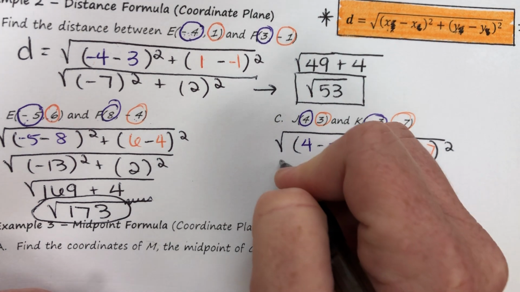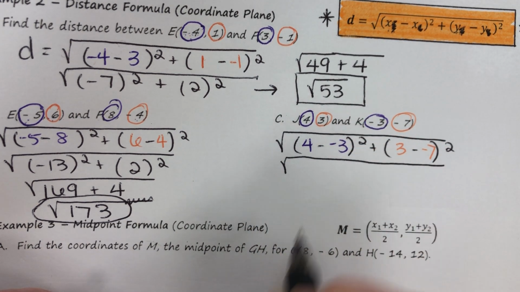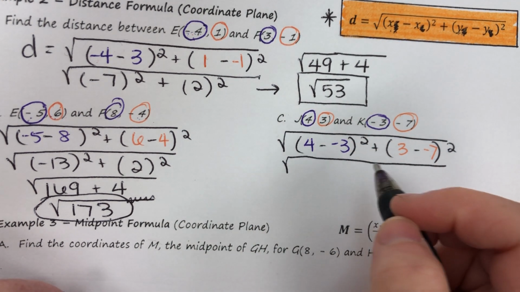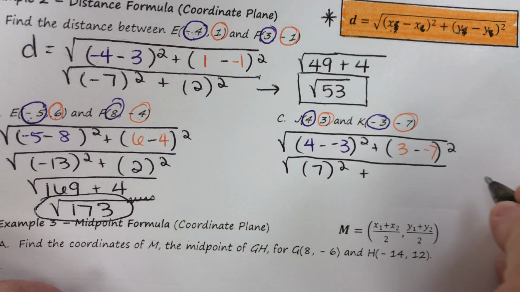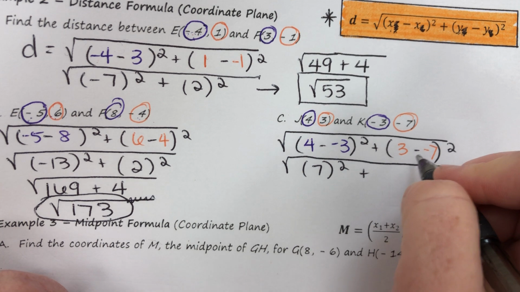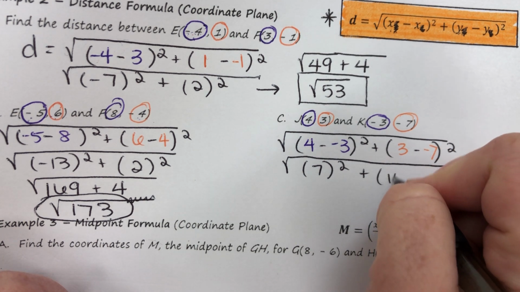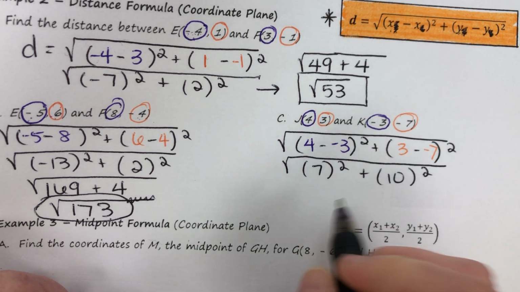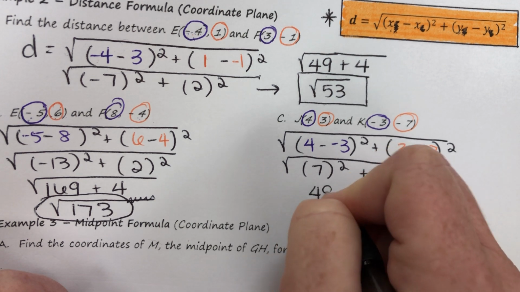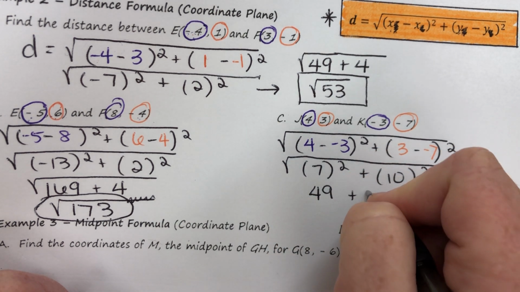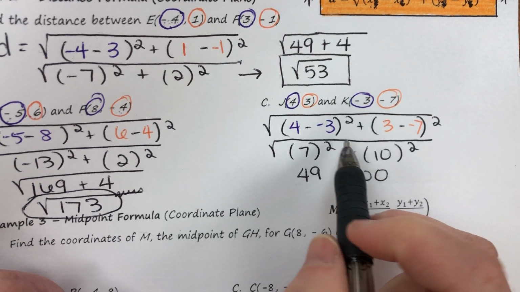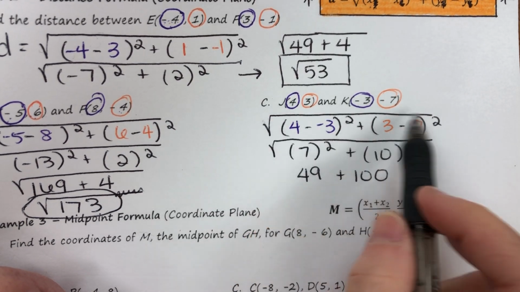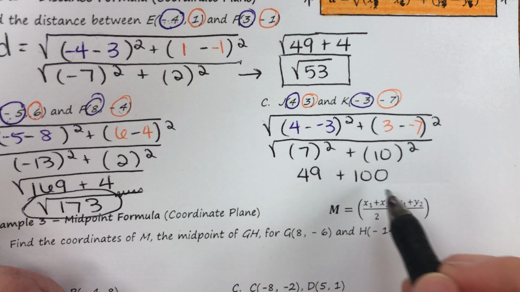Okay, now we simplify. Square root, 4 minus -3 is actually 4 plus 3, which is 7. 3 minus -7 is actually 3 plus 7, which is 10. 7 squared is 49. 10 squared is 100. Now be careful that when you're solving, it's kind of tedious to keep writing this little square root thing over and over and over.